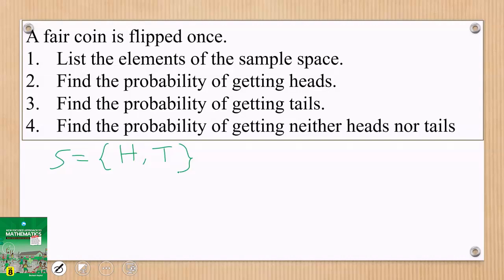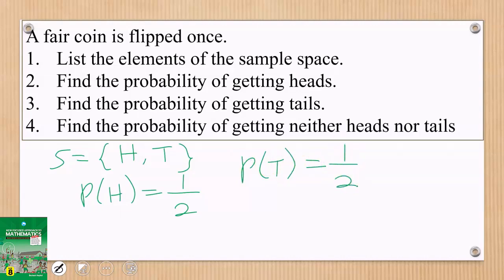Probability of getting head. So the probability of getting head means the probability of, let's say, head will be equal to, how many heads do we have? 1. Total sample space 2, and that becomes the answer. Then find the probability of getting tail. The probability of T also is 1 out of the sample space 2. Find the probability of getting neither head nor tail.